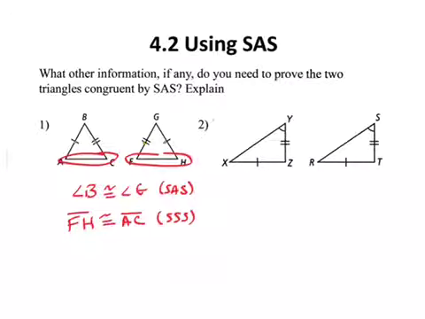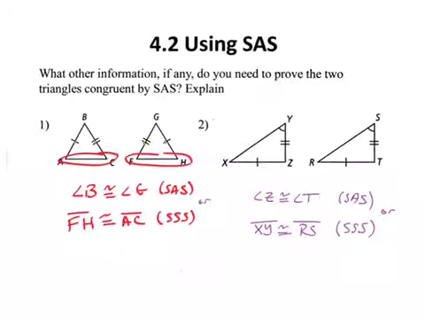Question 2, very similar. If you wanted to use side angle side, you might need to know that angle Z is congruent to angle T. So that's if you want to use side angle side. If you want to use side, side, side, maybe you want to know that XY is congruent to RS. Right, so it depends on which one you're trying to use, side angle side or side, side, side. I know the direction said side angle side, but I'm choosing to go with one or the other.